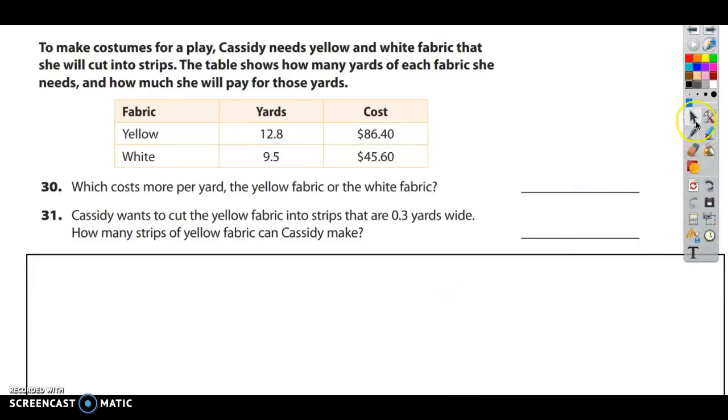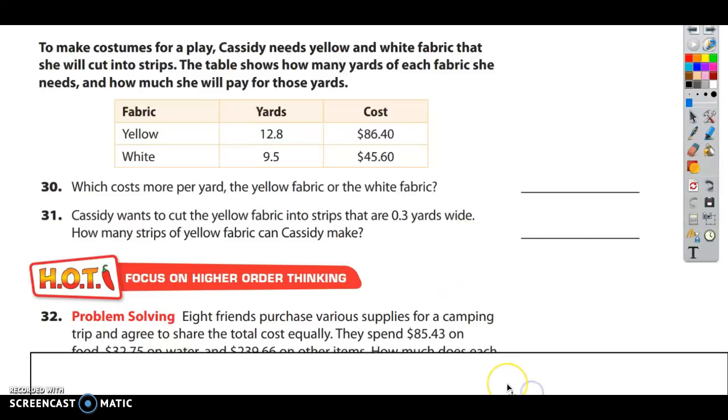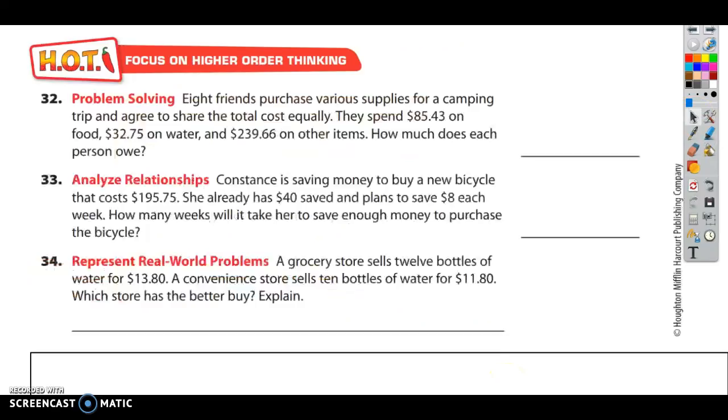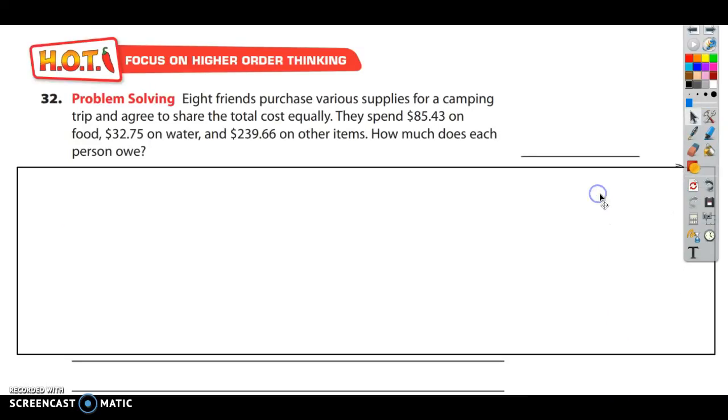Okay, let's go ahead and try number 32. It's a multi-step problem. All these hot problems are good problems, actually. 32 is a multi-step problem. It says 8 friends purchase various camping supplies for a camping trip and agree to share the total cost equally. That means it's going to be division. But first, you got to figure out how much they're going to spend. They spend $85.43 on food, $32.75 on water, $239.66 on other items. How much does each person owe?